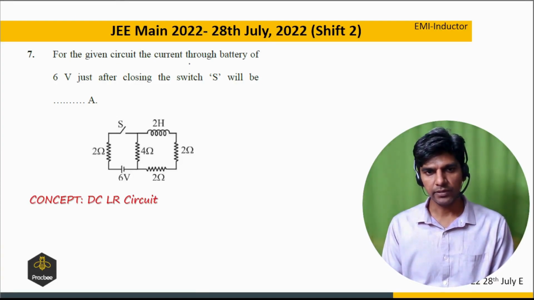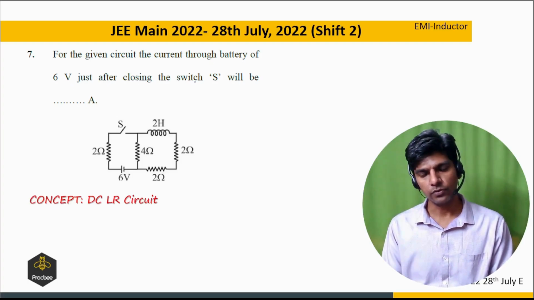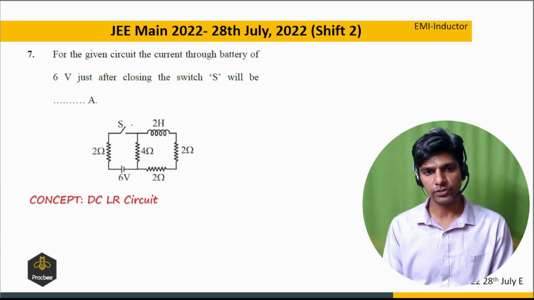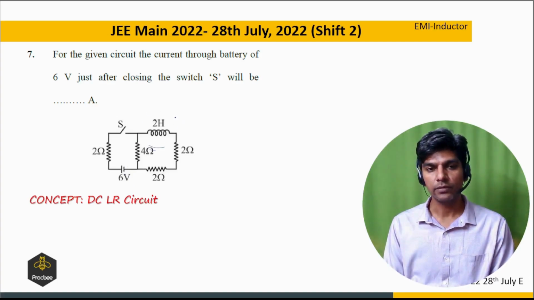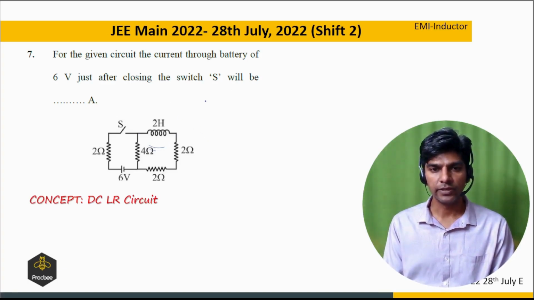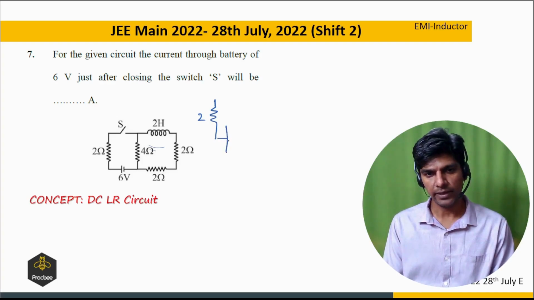So let us see a question based on this. For the given circuit, find the current through the battery of 6 volt just after closing the switch. When we just close the switch, the inductor will behave like an open switch, because there will be no current in the inductor. So we can say the circuit will look like this. There is a resistor of 2 ohms and there is a battery, and this inductor is behaving like an open switch.